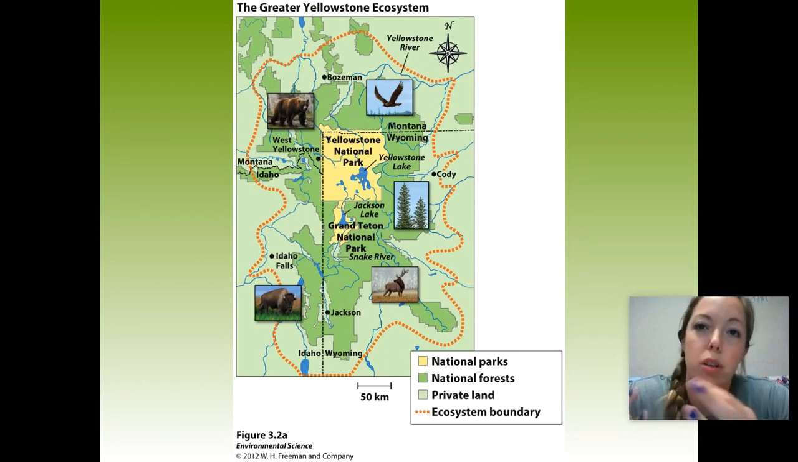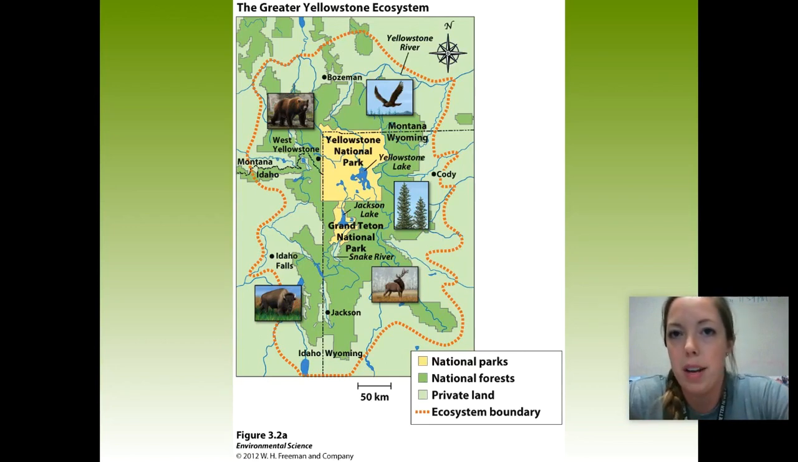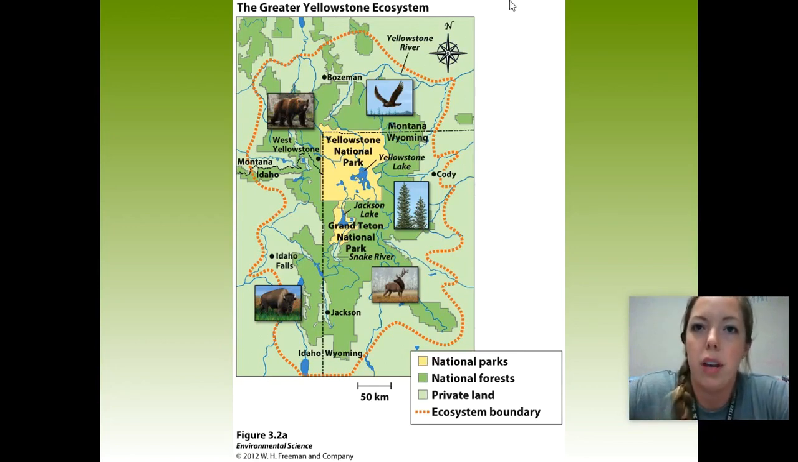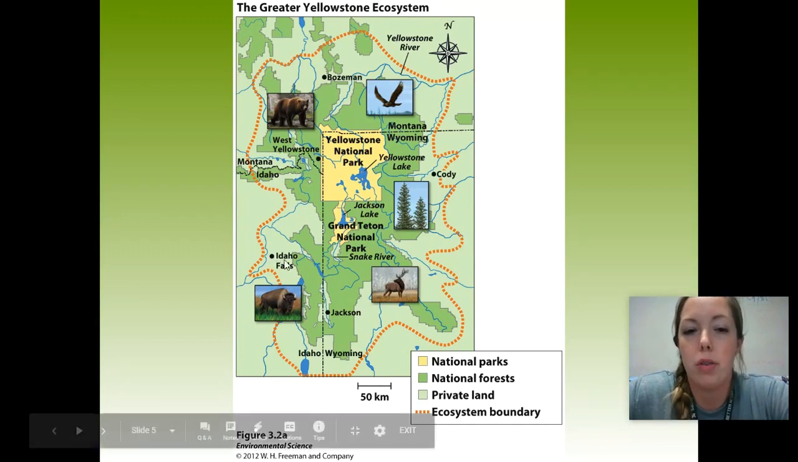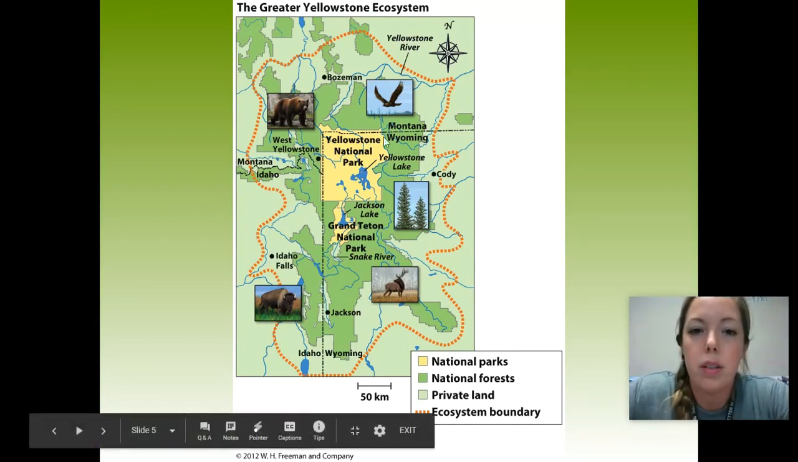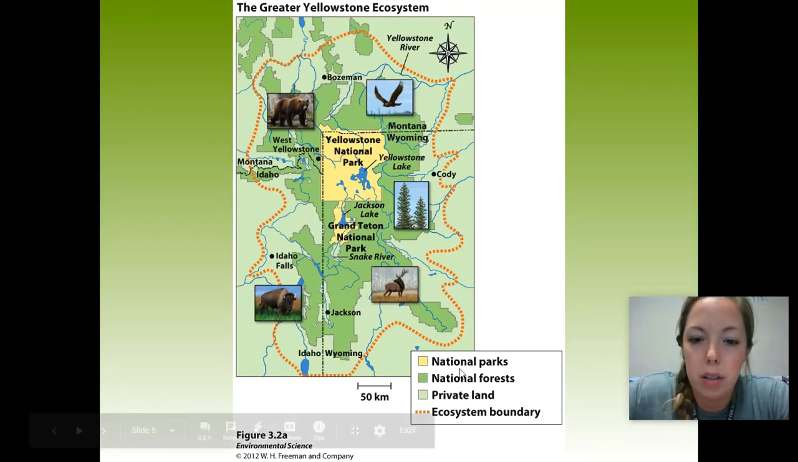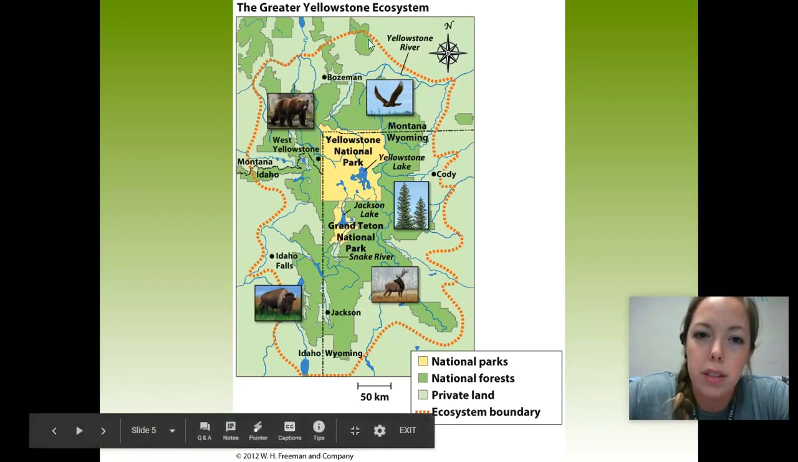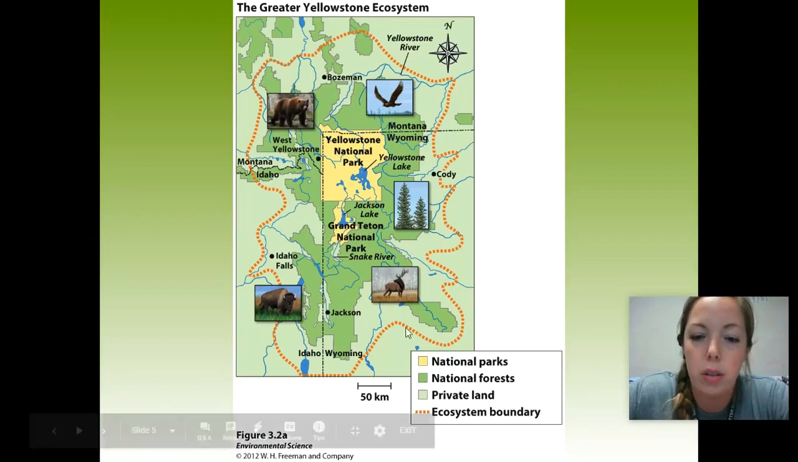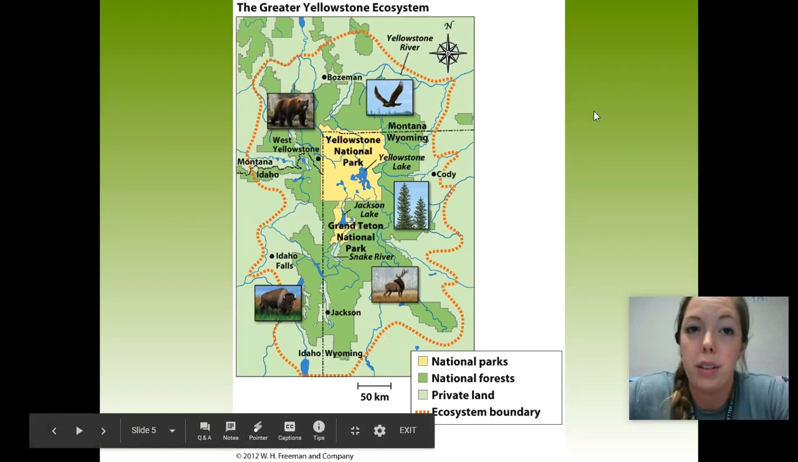So this larger region was named the Greater Yellowstone Ecosystem, and just like the name says, the actual ecosystem itself extends well beyond the administrative boundaries of the park. So you can see the park here, right? The yellow part, it's a national park if you look at the key, but this dotted line here is showing the actual ecosystem boundary. So it's subjective, right?